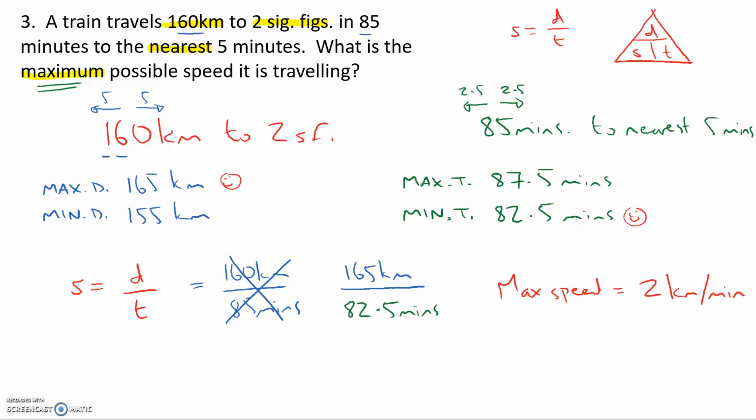Right, just for completeness, it could have said, give your answer in kilometres per hour. Okay, it didn't, but it could do. What would we do then? Well, the maximum speed is 2 kilometres per minute. How many kilometres would it do per hour? Well, if it's doing 2 kilometres every minute, I reckon in an hour, it's got to do 60 times that, because there are 60 minutes in an hour. So our answer then would have to be 2 times 60. That's going to give us 120 kilometres per hour.